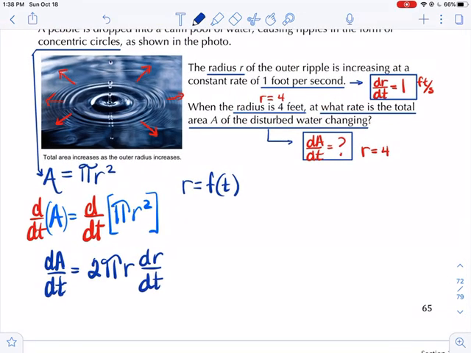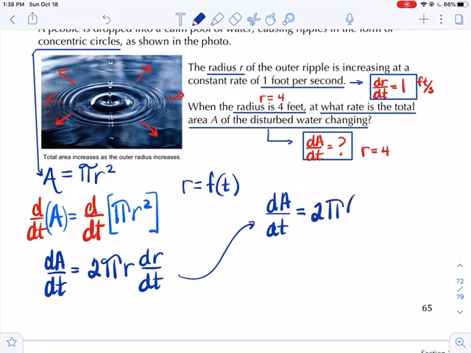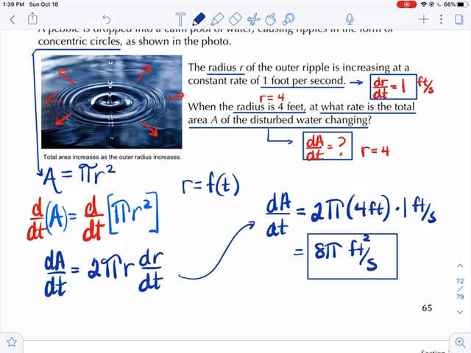So now we have that. Now we want to know what is the rate the area is changing. And sometimes I like to open up a box and say, this is what I want to find in the end. So it helps me to remember in the end. So when the radius is 4, and we could put the units on, just so we get the units that we know we should get. So it's 4 feet. The radius is 4 feet. And then we have dr/dt is just 1 foot per second. So we end up with 2 times 4 is 8 pi. So we get 8 pi feet squared per second. So that is our answer for this problem.